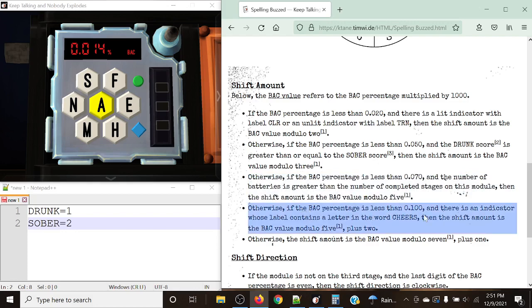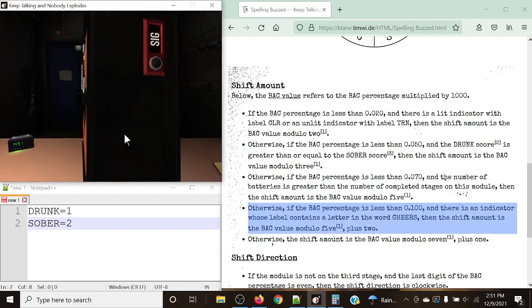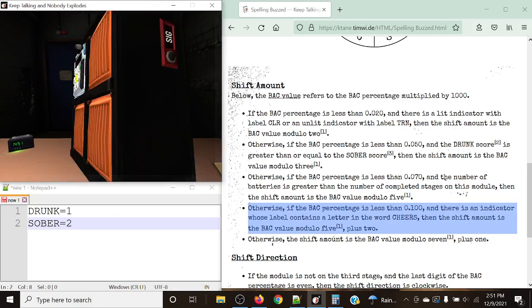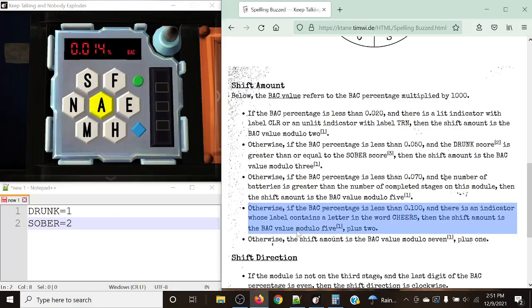If the BAC percentage is less than 0.01, we've already figured this out, yes. And there is an indicator with the label who contains a letter in cheers. The only one that we have an indicator of is a SIG, and cheers is actually present. There is a Sierra in cheers, so there is indeed an indicator whose label contains a letter in cheers. So our BAC value is going to be modulo 5 plus 2 for our shift amount.